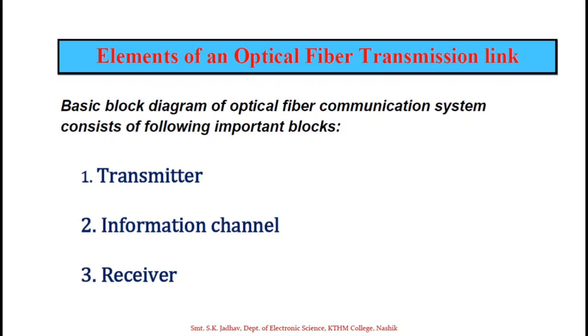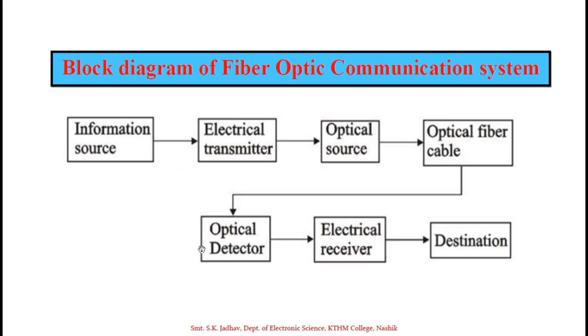Then what are the basic elements of fiber optic communication system? The basic elements of optical fiber communication system are light signal transmitter, information channel, that is optical fiber cable, that means light information is transmitted through optical fiber cable, and the third important part is receiver.